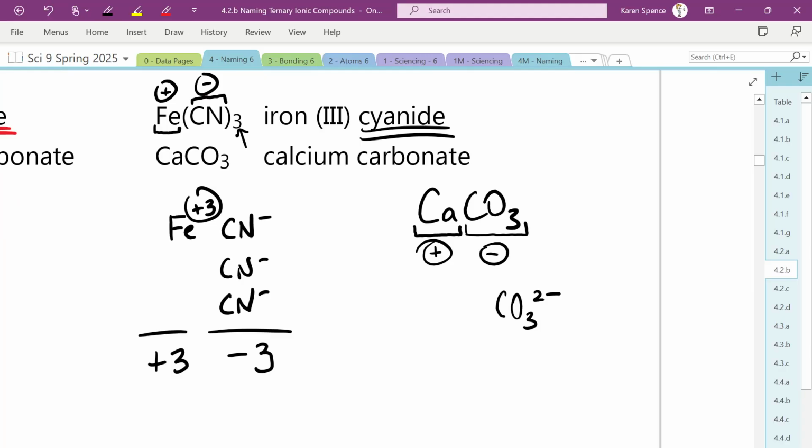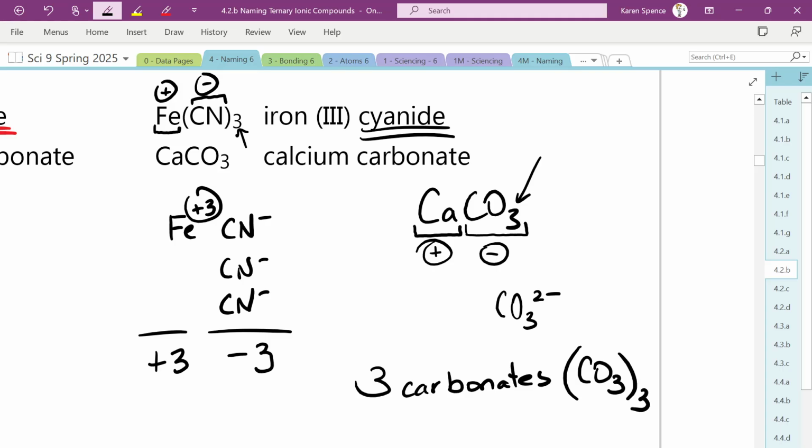Just in case you were wondering though, how many carbonates do we have? We just have 1. If we had 3 carbonates, it would look like this. One carbonate looks like CO3.